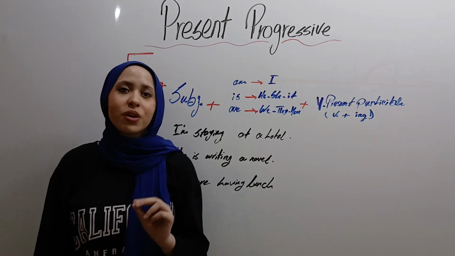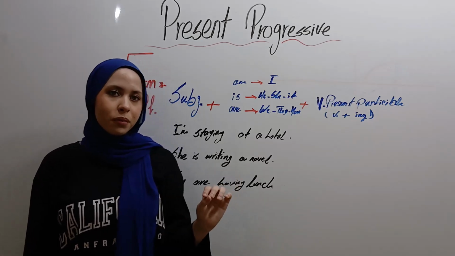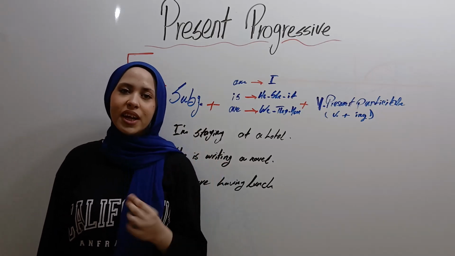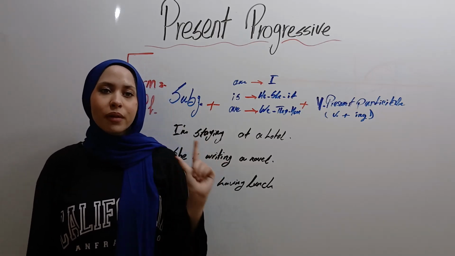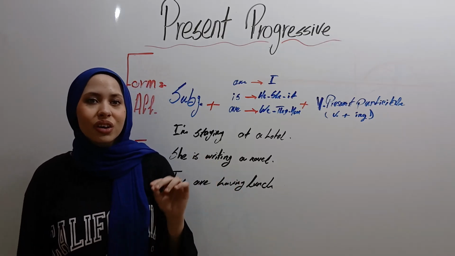Let's move forward to the form of the present progressive tense sentence. Let's start with the affirmative form of the sentence. The affirmative form is the very simple form. We start with the subject, then verb to be in the present form, which is am, is, or are. And we choose which one of them depending on the subject.